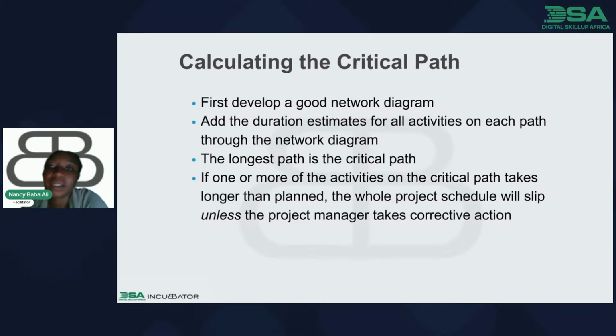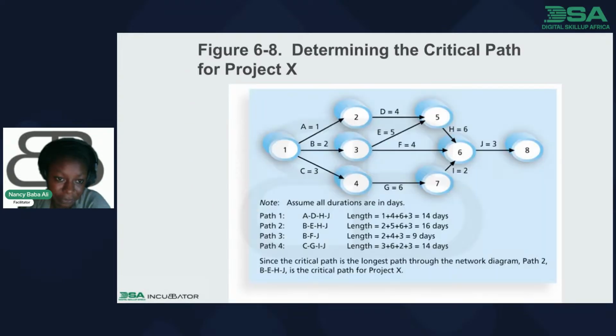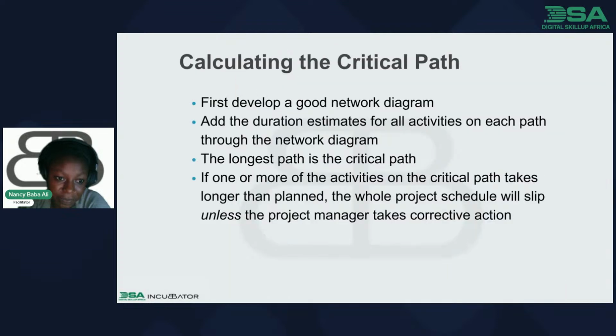When calculating a critical path, you have to first develop a good network diagram. And what is a good network diagram? I'm going to show you this picture again so that you can remember it. This is a good network diagram. You also have to add the duration estimates for all activities on each path through the network diagram. The longest path is the critical path in a critical path diagram. And if one or more of the activities on the critical path takes longer than planned, the whole project schedule will slip unless the project manager takes corrective action.